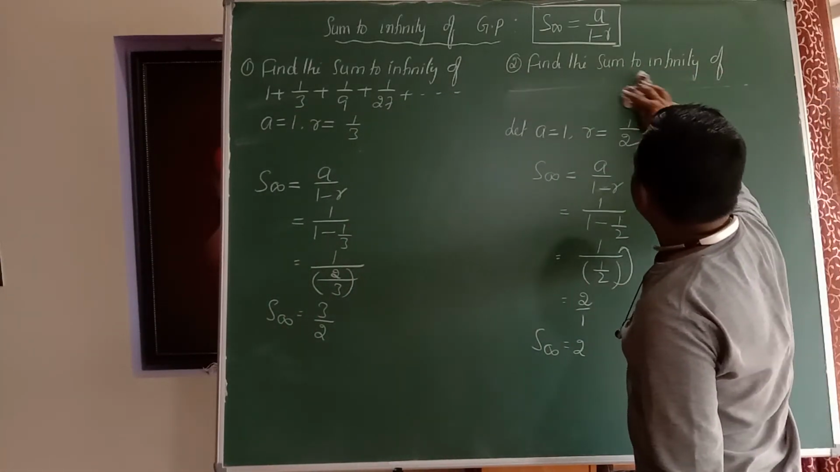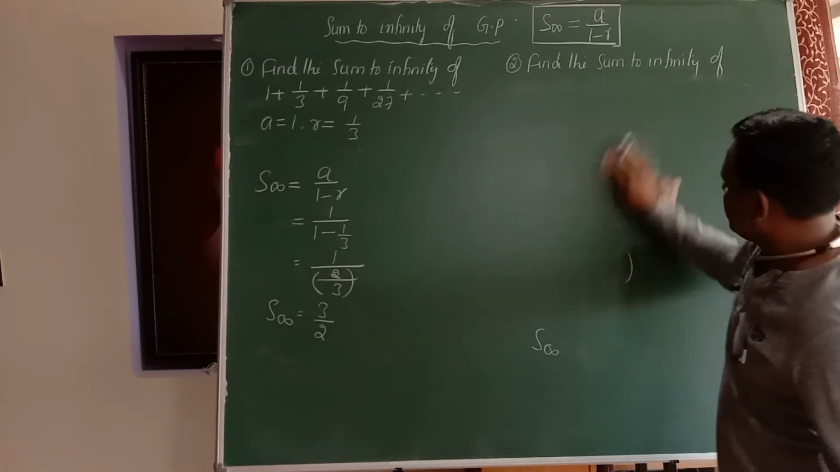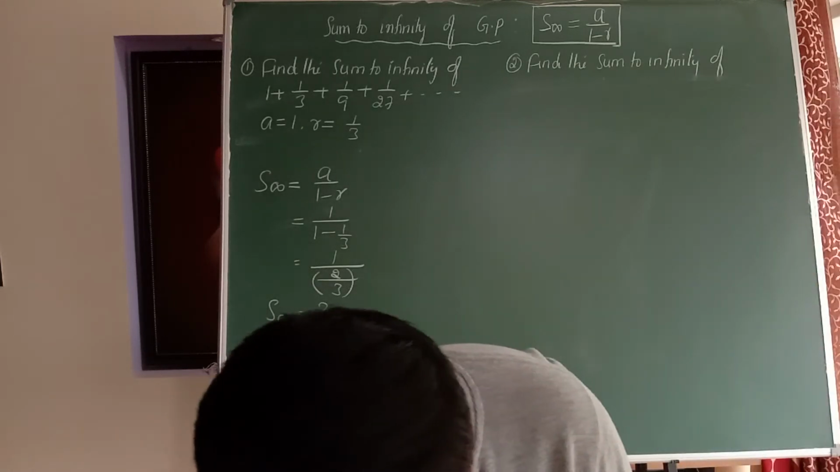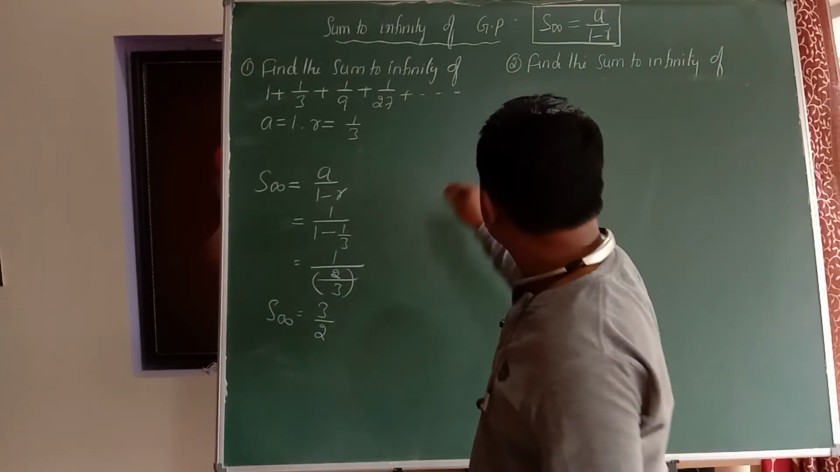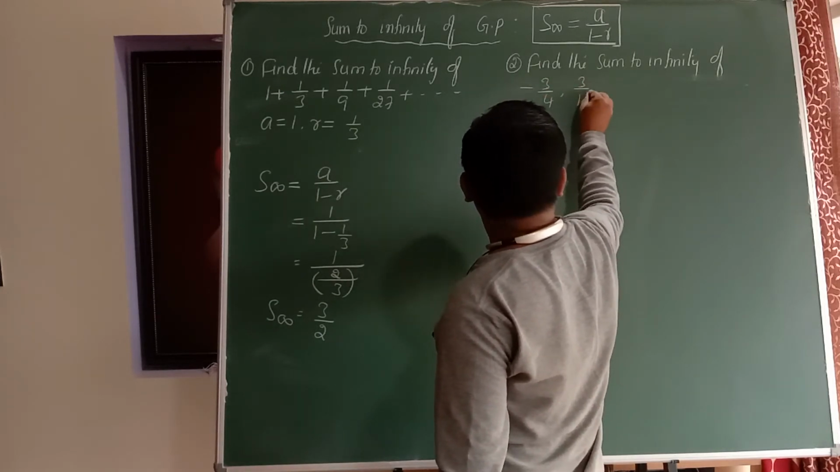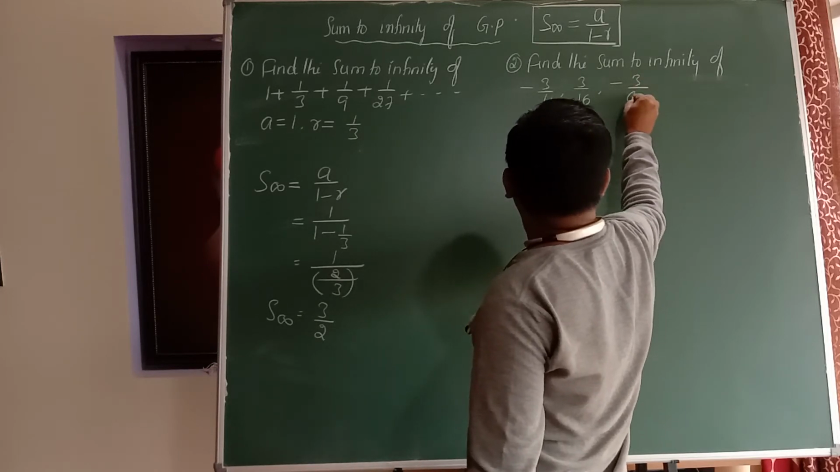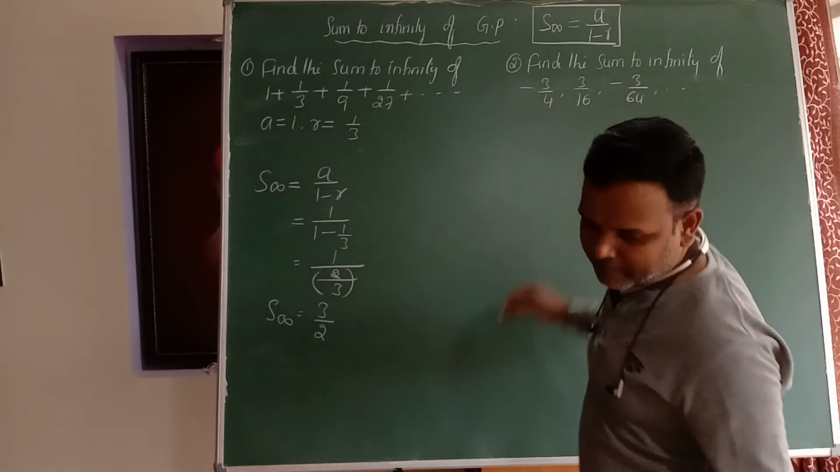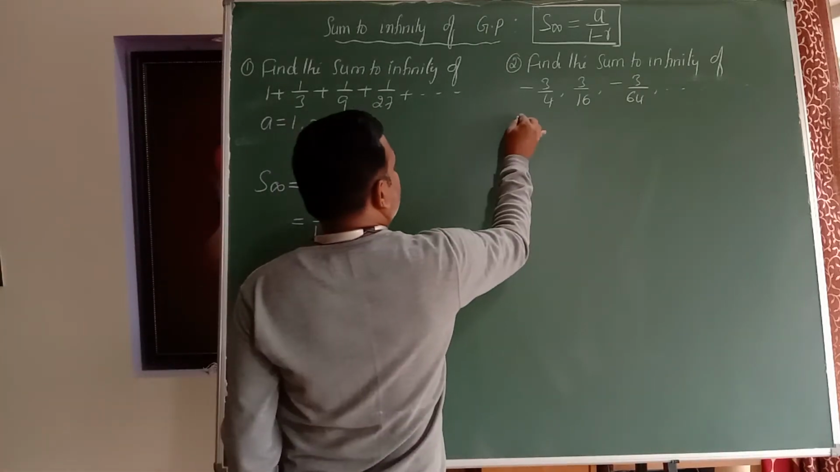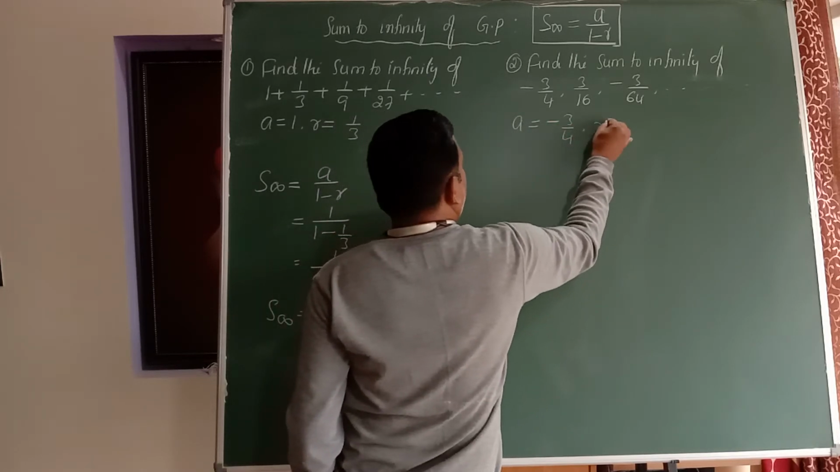Right? We'll do one more problem, children. We'll do one more problem of S infinity, that means sum to infinity of the geometric progression. Look at the question here: minus 3 by 4, comma 3 by 16, comma minus 3 by 64, so like this. Now here A is equal to minus 3 by 4. That's my point. And we wish to find out R.